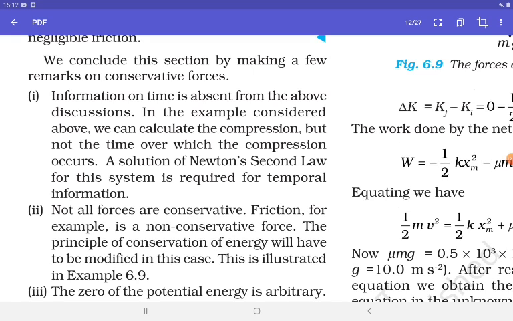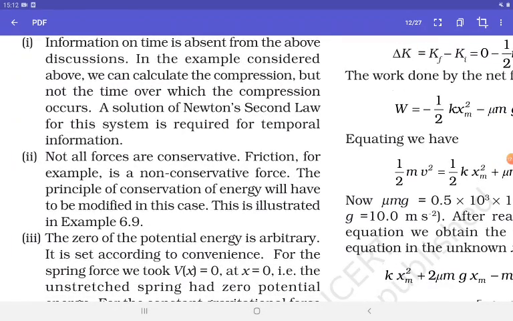Not all forces are conservative. Friction, for example, is a non-conservative force. The principle of conservation of energy will have to be modified in this case. This is illustrated in example 6.9.